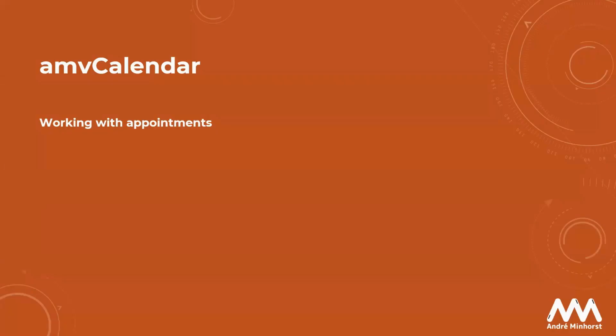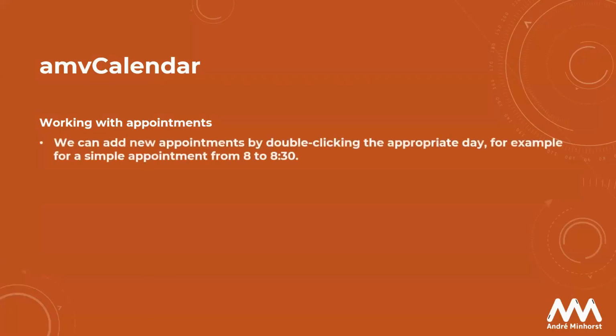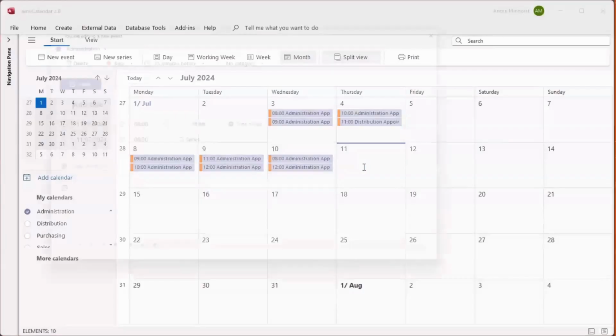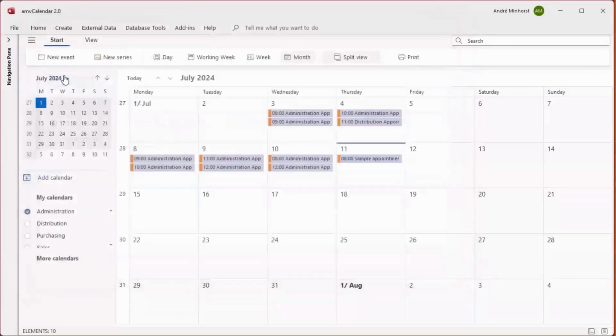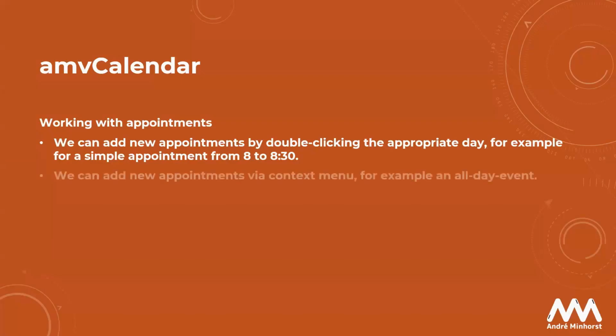And now the main point, working with appointments. We can add new appointments by double-clicking the appropriate day, for example, for a simple appointment from 8 to 8:30. You see how that works. We add a title, and then we just save the appointment to see it in the calendar.